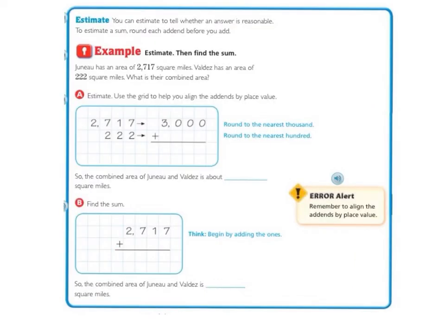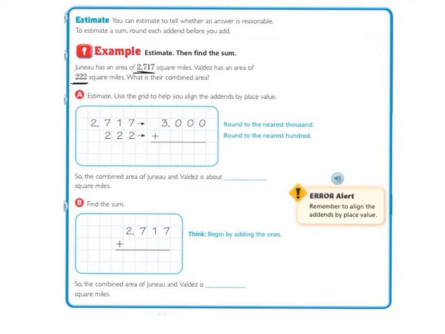One important thing to do when we are adding is to decide whether our answers are reasonable or not. So we can do that by estimating our answers. When we estimate, we want to round our numbers up to a reasonable number. So in this example, it says Juneau has an area of 2,717 square miles. Valdez has an area of 222 square miles. What is their combined area?